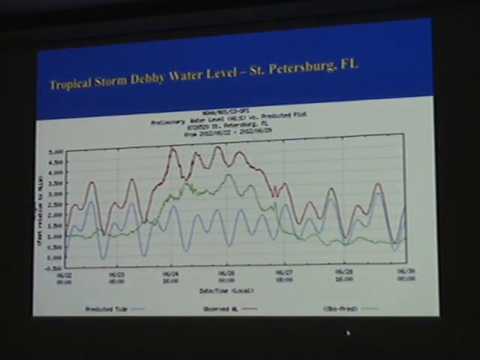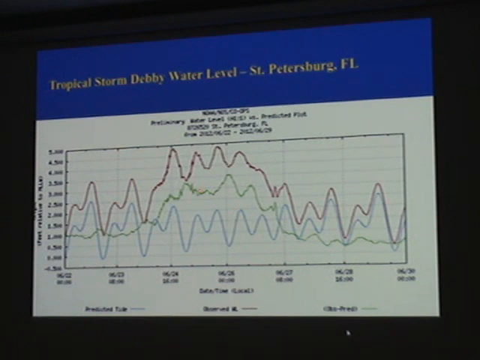Just to illustrate some recent history, this is Tropical Storm Debbie that came through here. It was basically an unprecedented storm. It stalled just offshore, and so we had southwesterly winds for about 3 or 4 days. Again, the blue line is the predicted from the astronomical tides. The red line is the observed water level, and the green line is the difference between the two. So the red line would be the storm tide, the green line would be the storm surge.